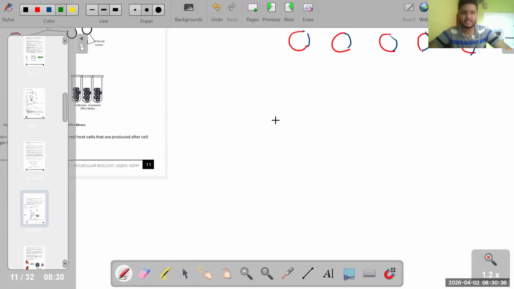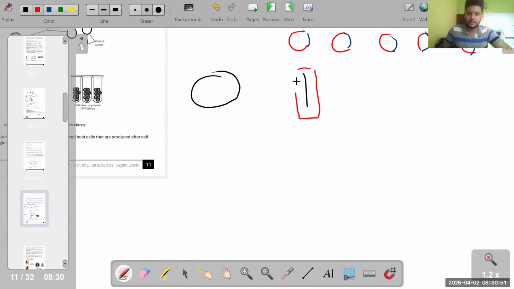I hope you can remember, but still, I'll recall it. I'll remind you. Now, if you see, this is the vector, and this is the DNA segment, right? Now I have to introduce this into the vector. How can I do it? First, I should cut this with the restriction enzyme. I should cut this sequence.